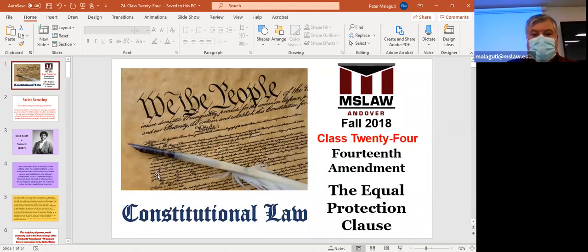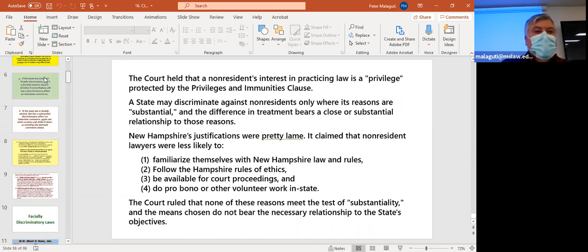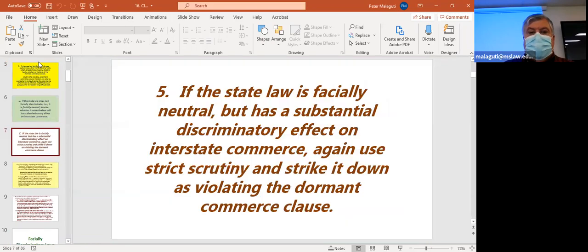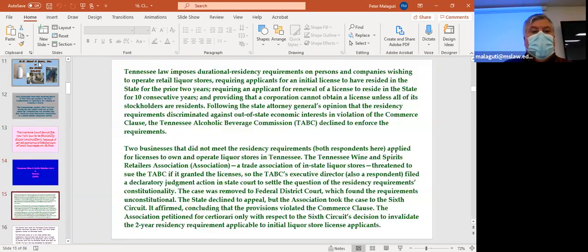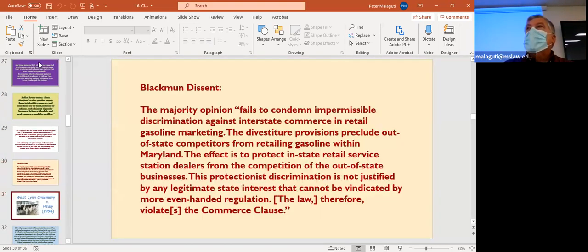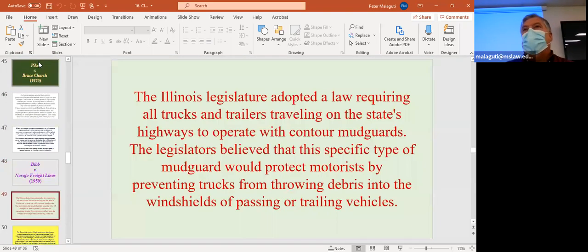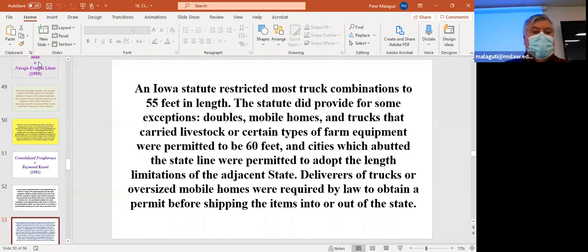Okay, let's talk for a couple of minutes. These are the slides from class 16. Class 16 involves the dormant commerce clause, and then finishes up with privileges and immunities under Article 4, okay? That is the last topic that we're going to have to study for the bar exam. I mean, for the exam before Thanksgiving.